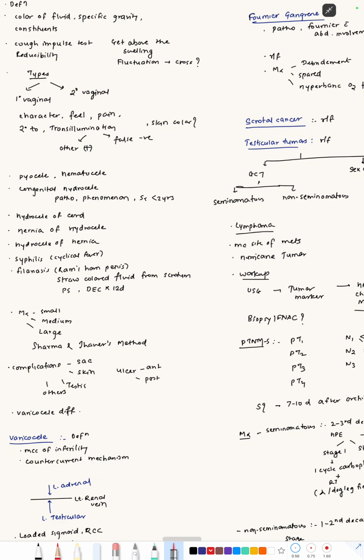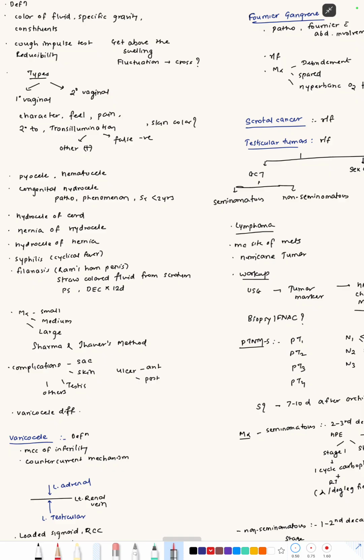Then hydrocele of the cord, where there is a cystic swelling of the cord. Management is excision. Then hernia of the hydrocele, that is within the hydrocele. If a particular part of the hydrocele herniates out, that is called hernia of the hydrocele. Hydrocele of the hernia, that is in the hernia. If within the hernial sac there is an accumulation of fluid, then that is a hydrocele of the hernia. Then syphilis, that is associated with cyclical high-grade fever.